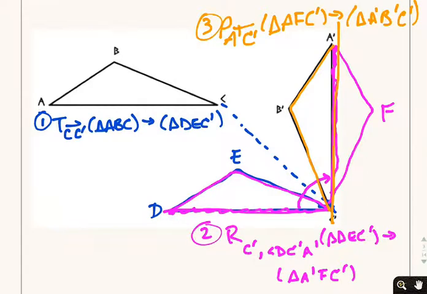Translations, you have to show the vector. Rotations, you have to name the center and the angle. And then reflections, you have to name the line of reflection.